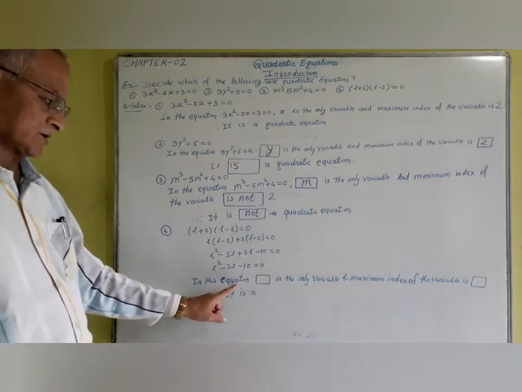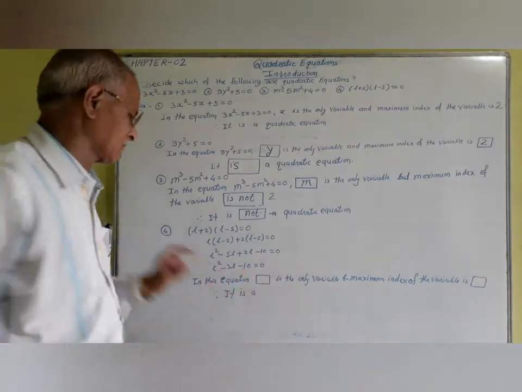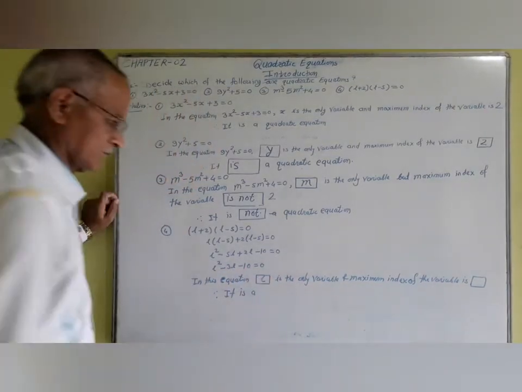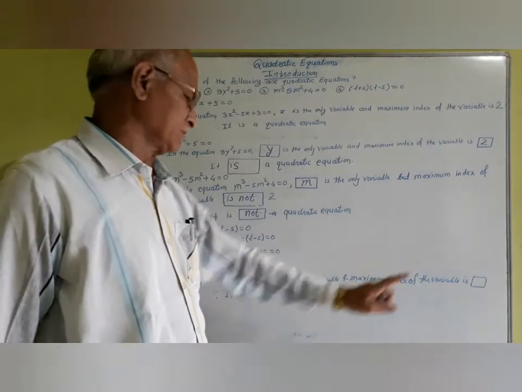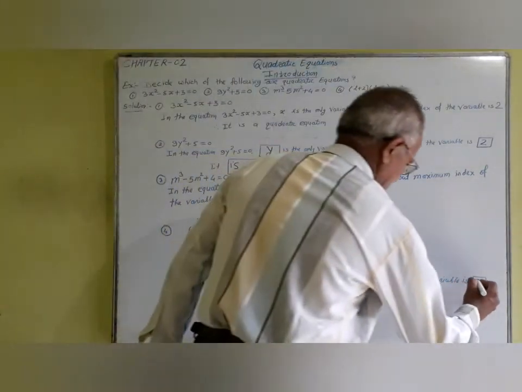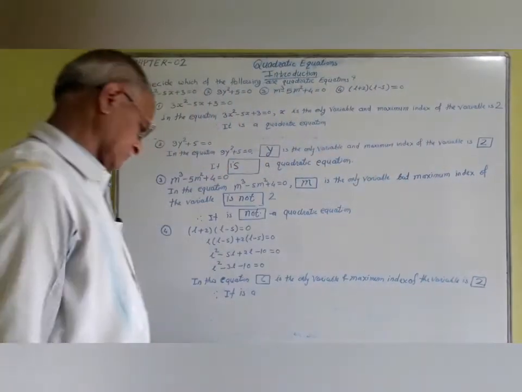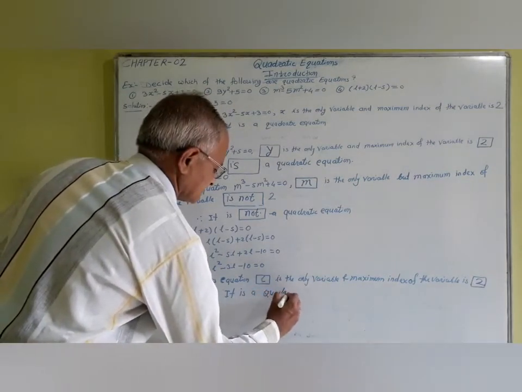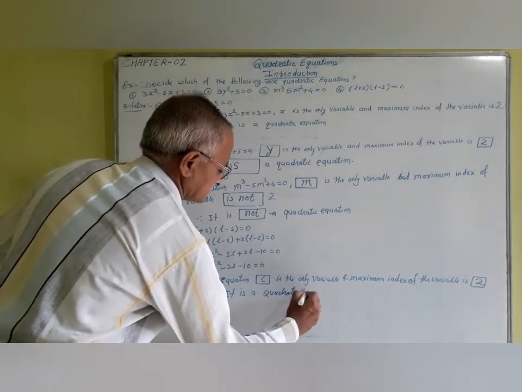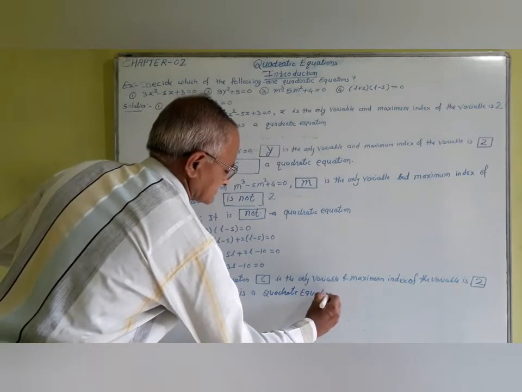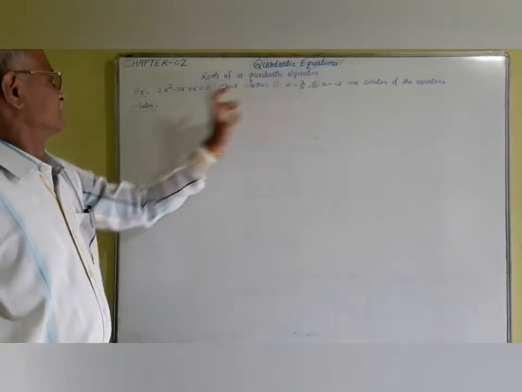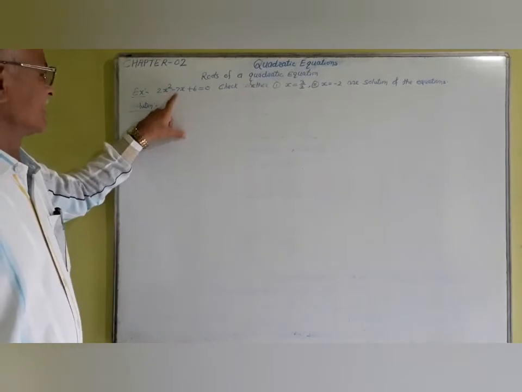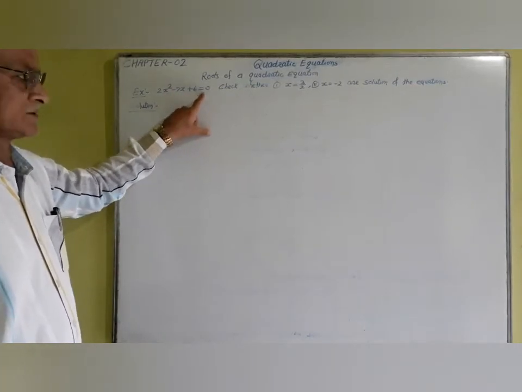Now in this equation, L is the only variable. Which is the variable? L is the variable and the maximum index of the variable is 2. Maximum index of the variable is 2 and hence it is a quadratic equation.